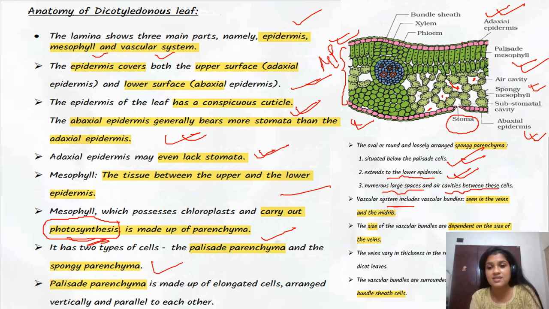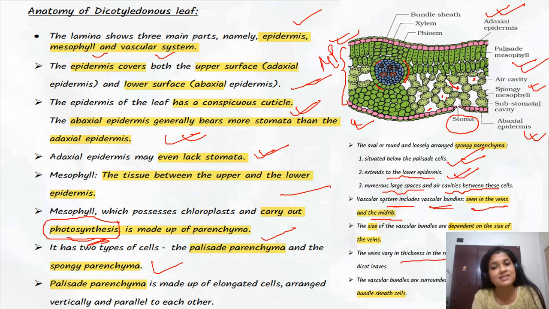Now comes the vascular system. It includes vascular bundles, mainly seen in the veins and the midrib. This part actually runs through the vein and the midrib of the plant, and the size of this vascular bundle depends on the size of the veins or the size of the midrib.